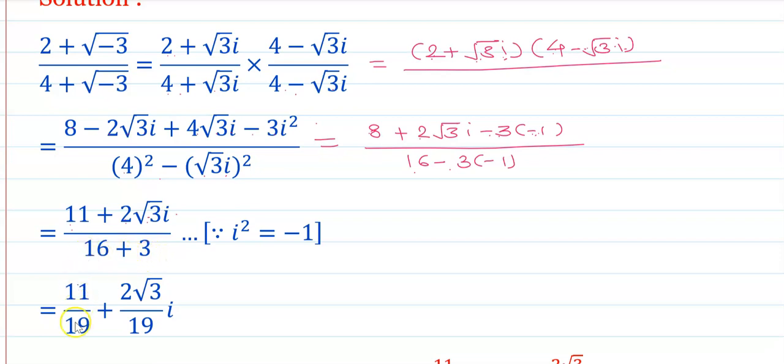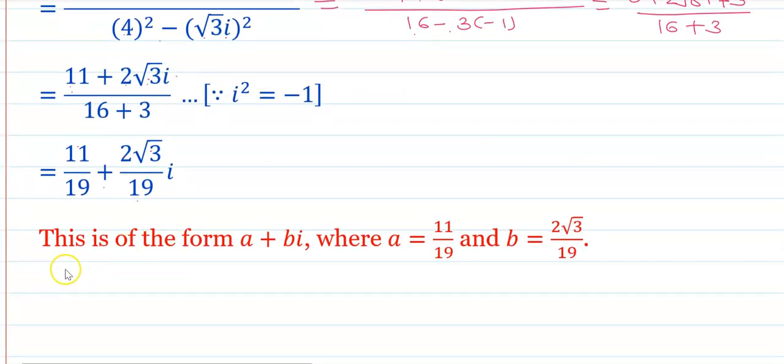And therefore it is 11 upon 19 plus 2 root 3 upon 19i. Separate it. That is 8 plus 2 root 3i, minus, plus. Here is a plus 3, and to the denominator 16 plus 3, 8 plus 3 is 11 in this way. And then separate it. Therefore, this is of the form a plus bi, where a is equals to 11 upon 19 and b is equals to 2 root 3 upon 19.